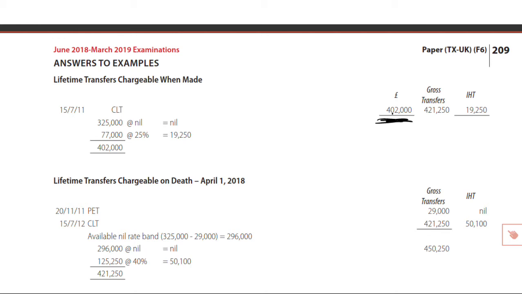Oh, just notice there, of course, I think that should be 2012 there rather than July 11. My apologies for that. Another updating problem I've had there, I can see. But that 402 exceeds what was still the nil rate band in that tax year. 325,000 is at nil. 77,000 remains out of the 402.